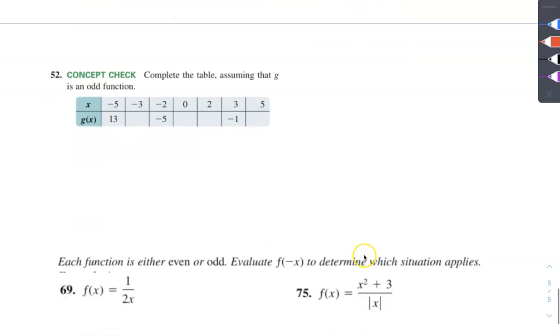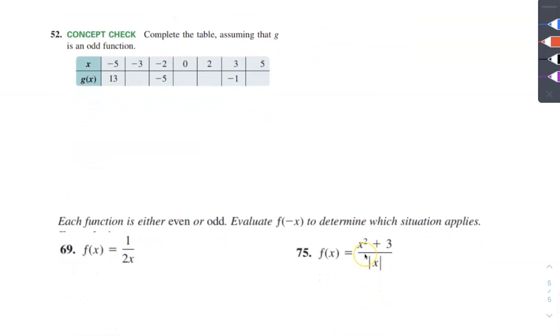Next one. Complete the table assuming that g is an odd function. If g is an odd function, it should spin across the origin here, so most likely that's going to be 0. Now, it goes from -2 to -5. Remember, when you're doing odd, it's not like folding a book. It flips, so this will become +5. -1 becomes +1, and positive 10 becomes -13.